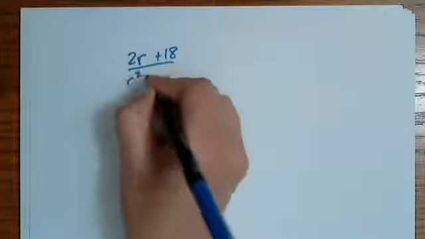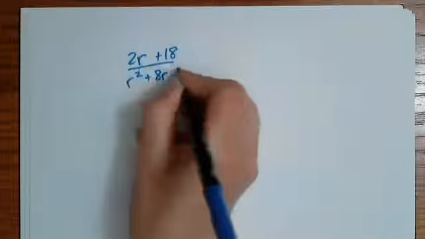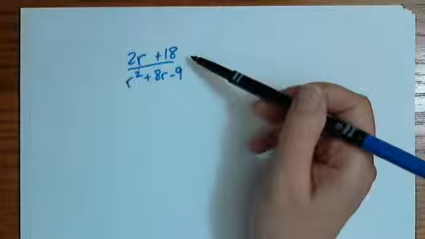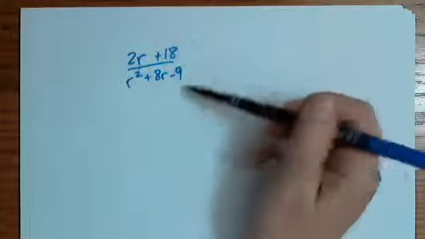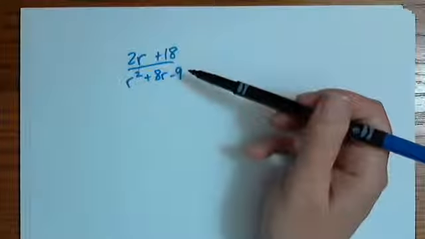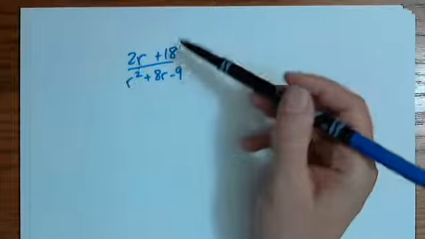Let's look at example 4. Example 4 is 2r plus 18 divided by r squared plus 8r minus 9. Anytime we're going to see a rational expression, it means that we're going to have something that is expressed as just a fraction. So you can see this looks a whole lot like a fraction. But does anything reduce here? Well, I don't know. Let's see.